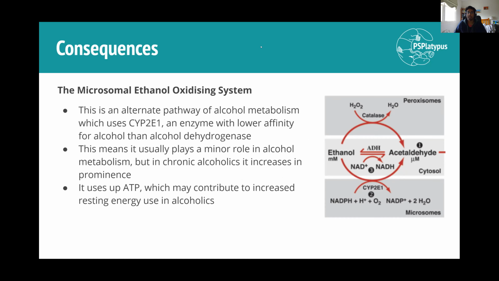So in a normal person, like a normal non-alcoholic guy, pretty much all your alcohol is going to be metabolized through alcohol dehydrogenase. But when you have a chronic alcoholic, you can actually have increased prominence of this pathway. So it uses a different enzyme. It has slightly different reactants too. So this is a slightly different reaction which is going to be occurring.